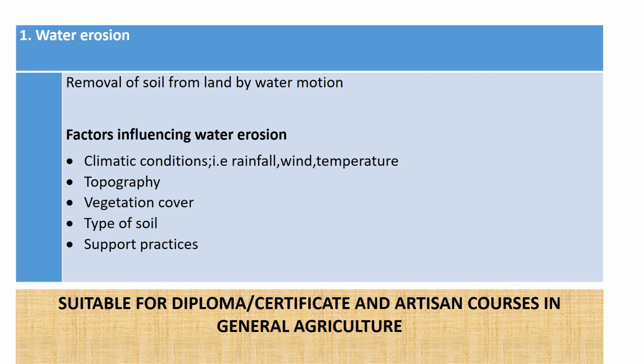Then we have the support practices. When we talk of support practices, actually we are referring to practices such as contour farming. Another factor that limits contour farming is actually plowing across the contours. So plowing across the contours will increase the rate of water erosion, therefore soil erosion will be high.